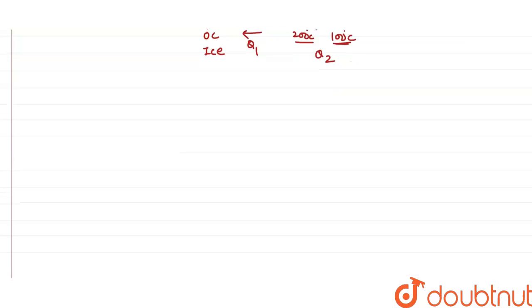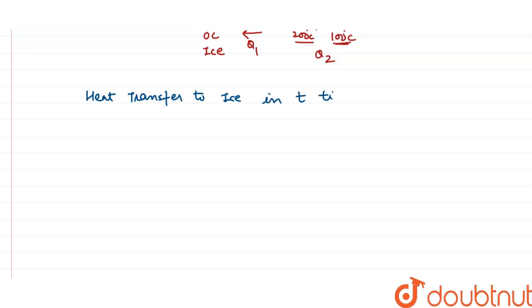Now first we have to calculate the heat. So the heat Q1 which is transferred to ice in t time is given by, we know that rate of heat flow, dQ upon dt, equals delta T upon R, change in temperature upon R. R is the thermal resistance, and the value of R is given as L upon KA, where L is the length, K is conductivity, and A is cross sectional area.